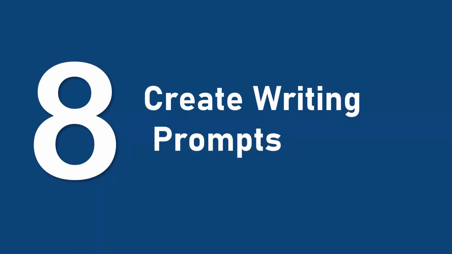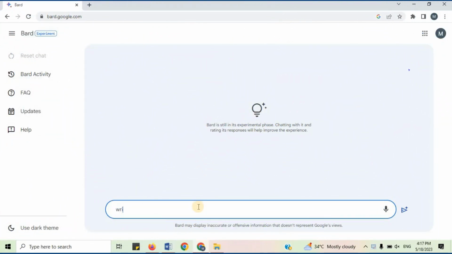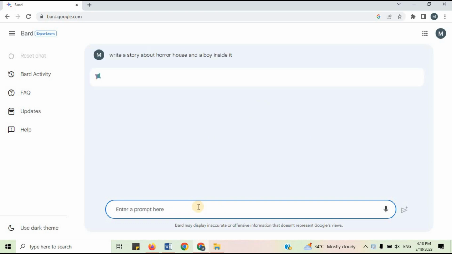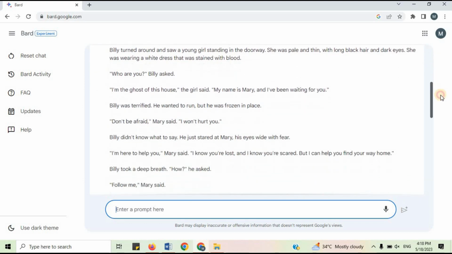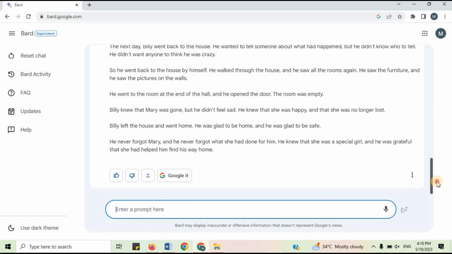Method 8. Create writing prompts. Let Google Bard start a story and have your students finish it. This is perfect for students who say they don't know how to begin. For example, I will say to write a story about a horror house and a boy inside it. Here is a story about a horror house and a boy inside it. The story is in small paragraphs.